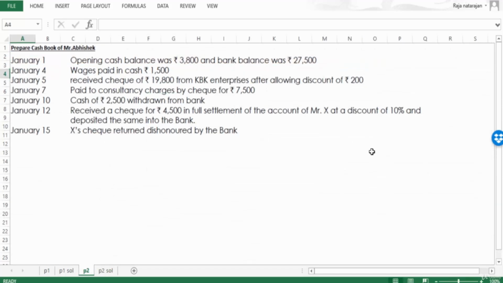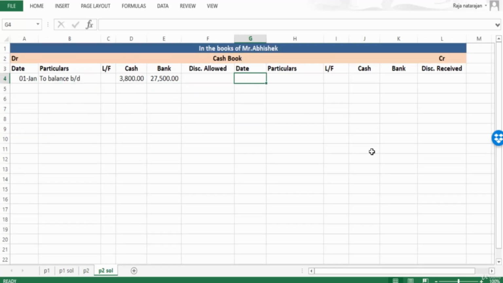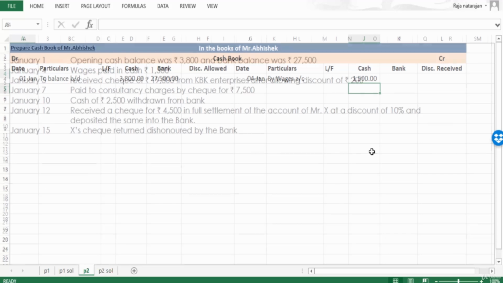Then on 4 Jan, wages paid in cash 1500. Since it is payment, it is going to appear on the credit side. On 4 Jan, we'll say by wages account will show under cash column because it's paid through cash.